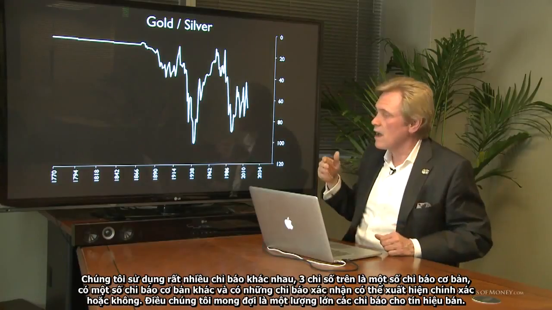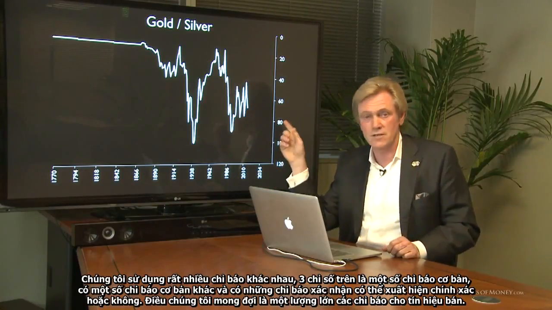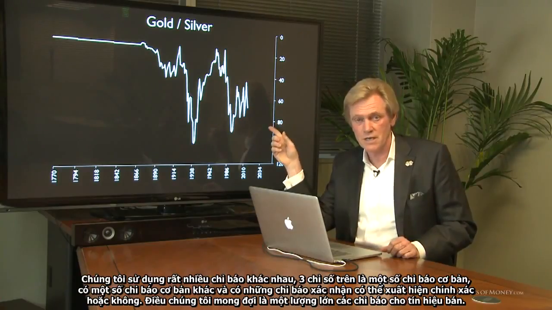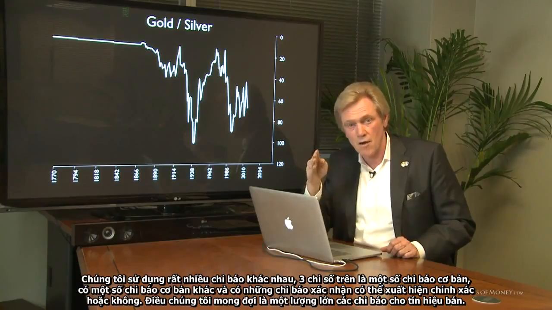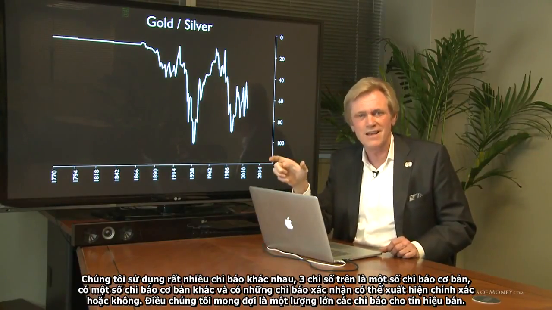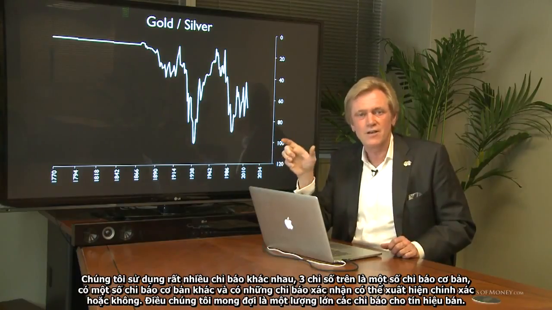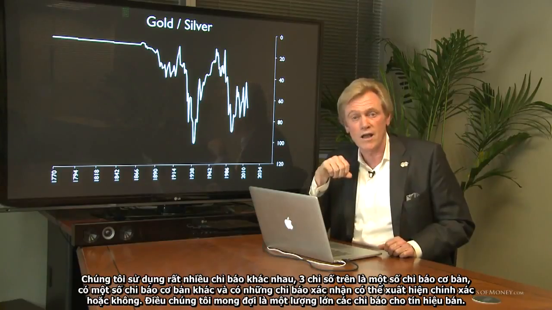And when we do it, we're using quite an array of different indicators. These are some of the fundamental ones. There's several other fundamental indicators, and then there's also confirming indicators that may or may not flash correctly, but we're looking for a certain percentage of these things to all line up.